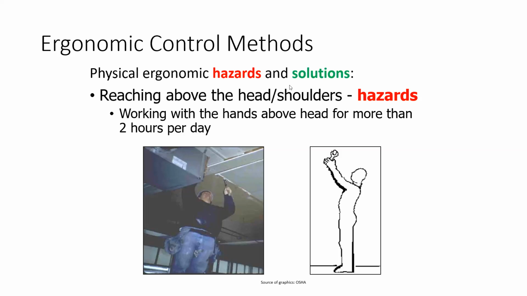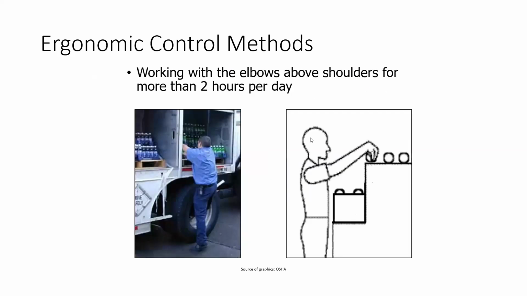So if you work reaching above head or shoulders, it is a hazard. Working with the hands above your head for more than 2 hours per day is very hard for the worker. It is an ergonomic hazard. So is working with the elbow above the shoulder for more than 2 hours per day, like in this picture. If you work like this, you can develop musculoskeletal disorders.